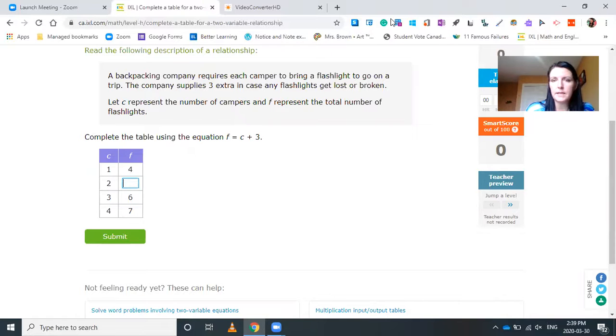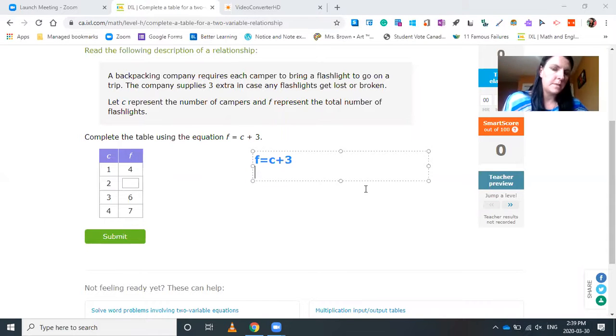So I'm going to annotate here for you. Let's get a text box going. Remember, we write down exactly what we see. F is equal to C plus 3. Now here we are trying to find the boxes in the F column. So the F is what we're still looking for. So we don't know what F is, and that's what we're trying to figure out.